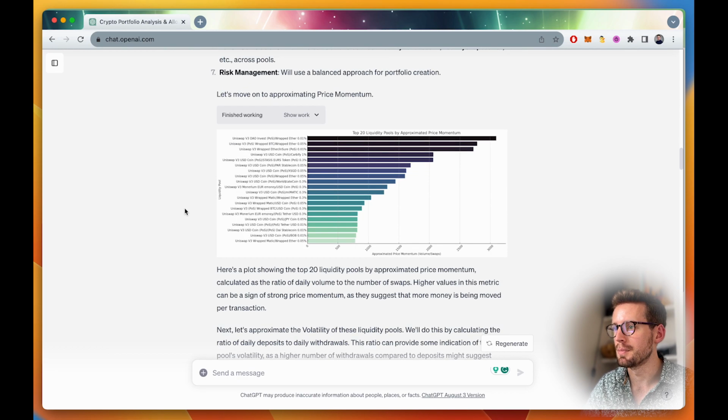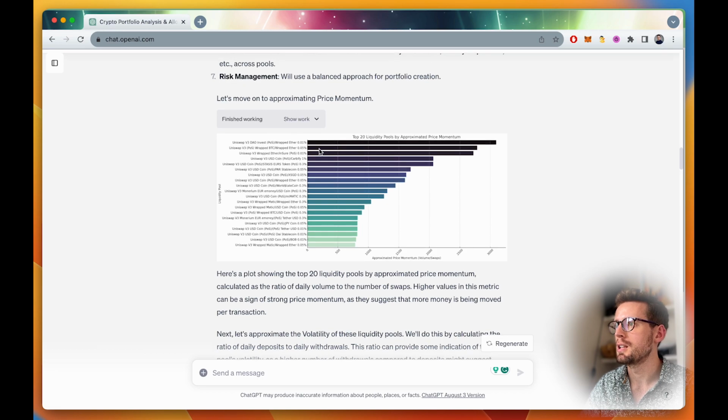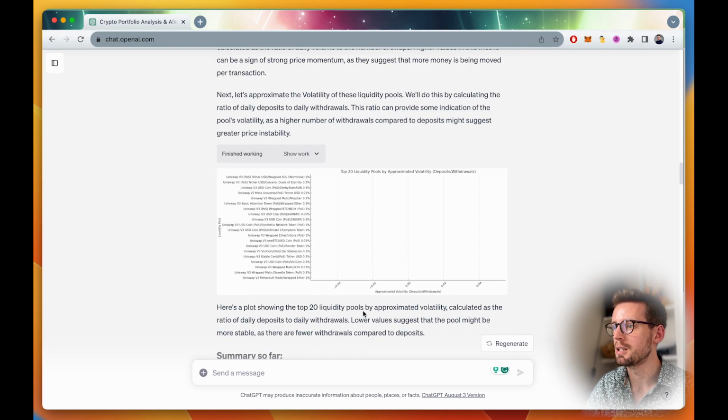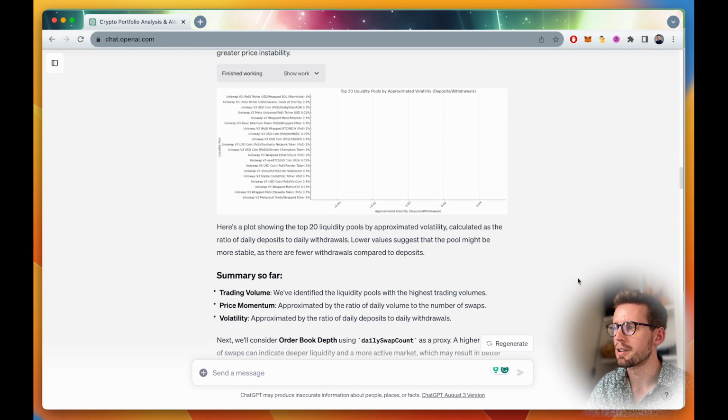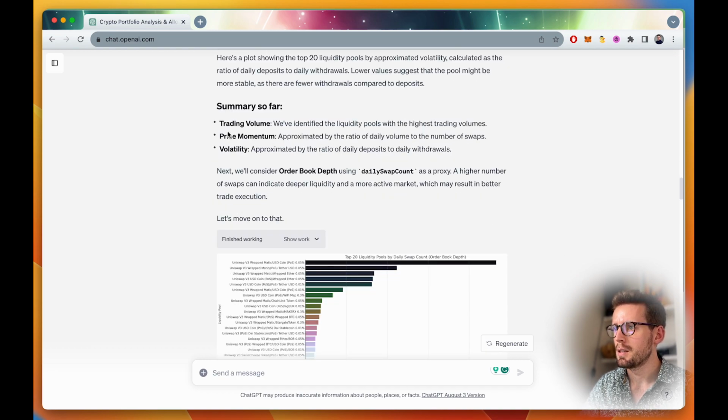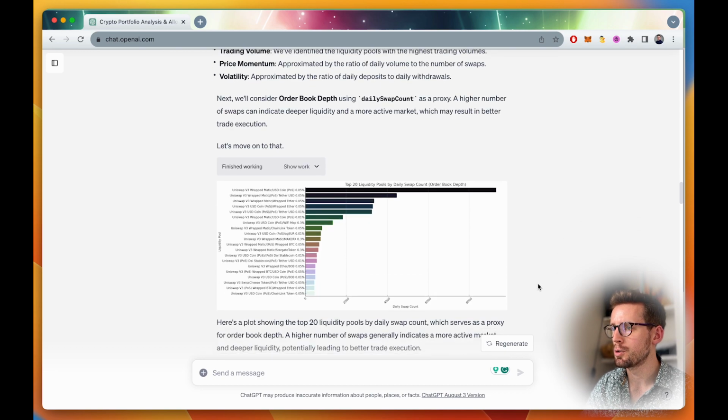It's going to analyze some price momentum, which it has done. It's obviously difficult to get price momentum without historic data, so that's hopefully going to be improved in the next run. And then it tried to calculate volatility. I'm not sure what happened there, but obviously there are no numbers in that graph. And then it summarized, it looked into order book depth, which is the first time we've been able to get this. In previous videos, I've not been able to have an idea of order book depth, so this will hopefully help. It was looking at the daily swap counts as a proxy for order book depth.